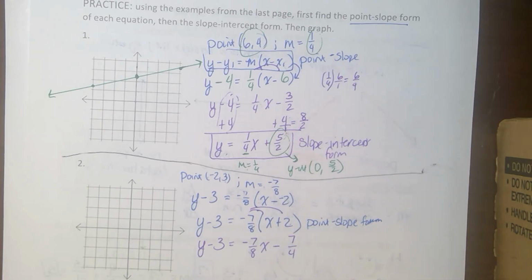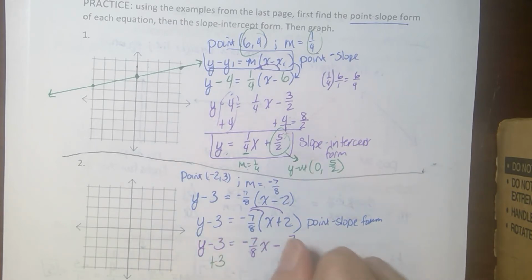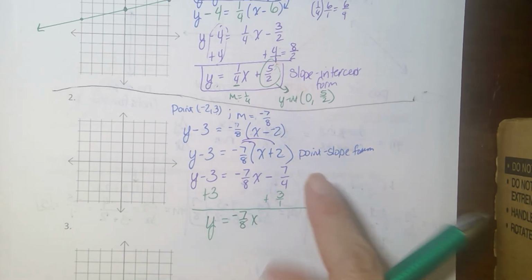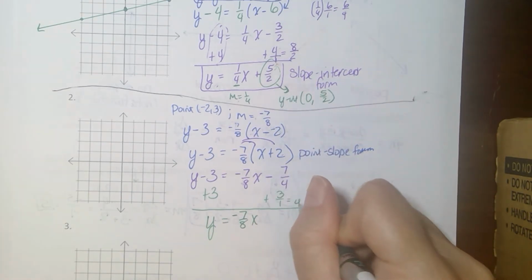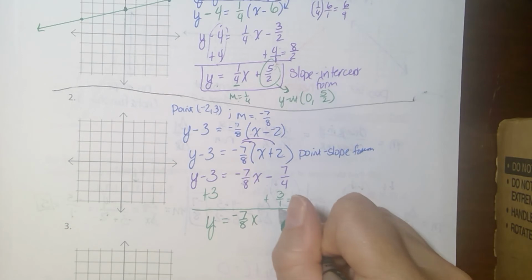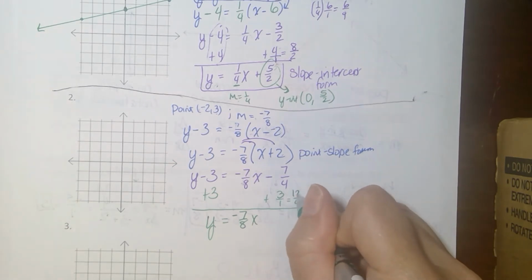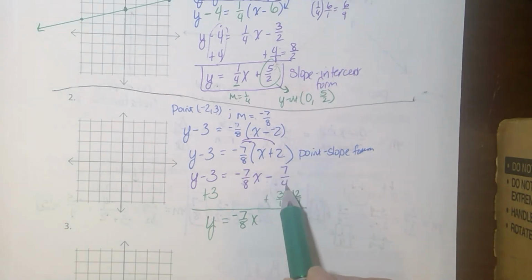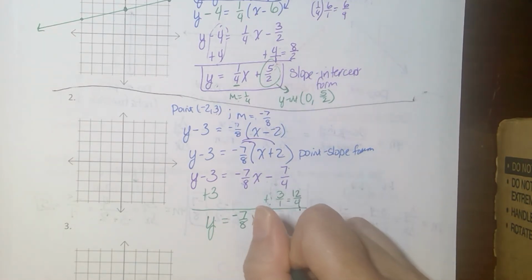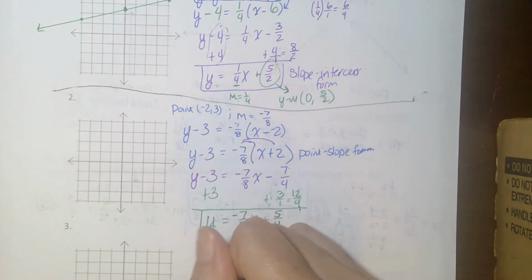Now I need to finish solving for y by moving that 3 over. When I add 3 to the other side, I have to end up with a common denominator so I can add and subtract my fractions. So my y is equal to -7/8x, sorry. And I need a common denominator here. Well, that common denominator is going to be 4. 1 times 4 is 4. 3 times 4 is 12. So I have -7/4 plus 12/4. A -7 and a positive 12 is a positive 5/4.